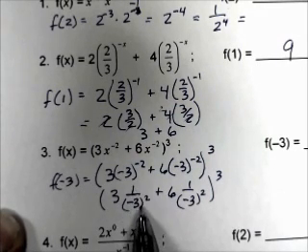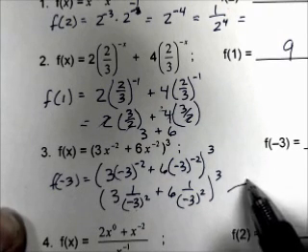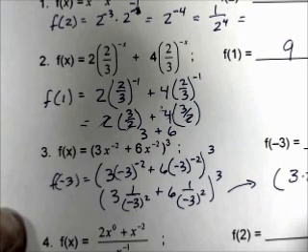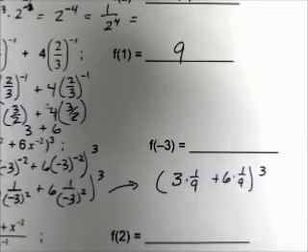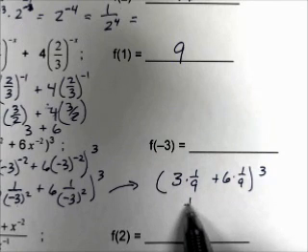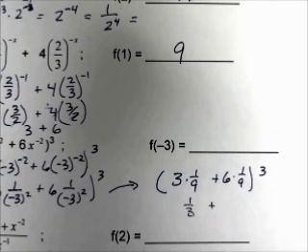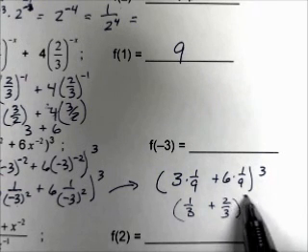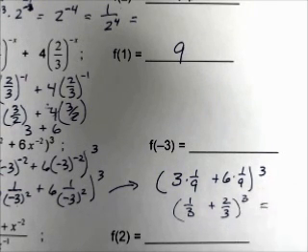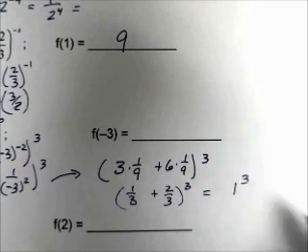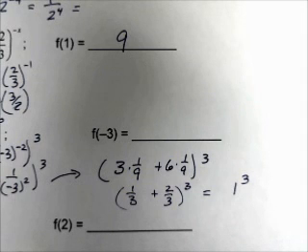Negative 3 squared is 9, so I end up with 3 times 1/9 plus 6 times 1/9. All right, 3 times 1/9 is 1/3. And 6 times 1/9, 6/9 is equivalent to 2/3. And what's 1/3 plus 2/3? 3/3, which is equivalent to 1. And then 1 raised to the 3rd power is 1.